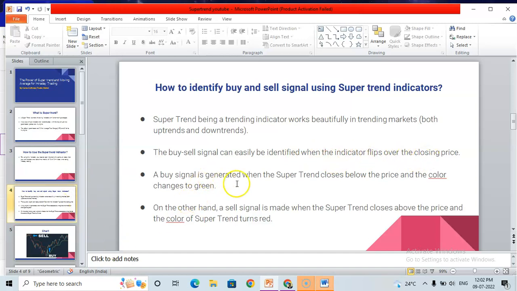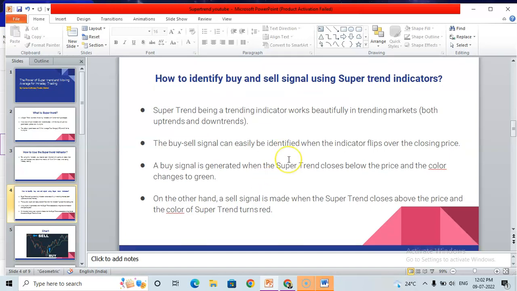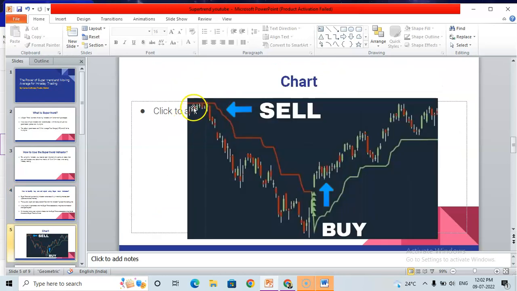The buy or sell signal is generated when the super trend closes below the price and the color changes to green. So whenever the color changes to green, when it closes below the price, then you have to buy it, and when it closes above the price, then it turns red. That time you have to sell it.